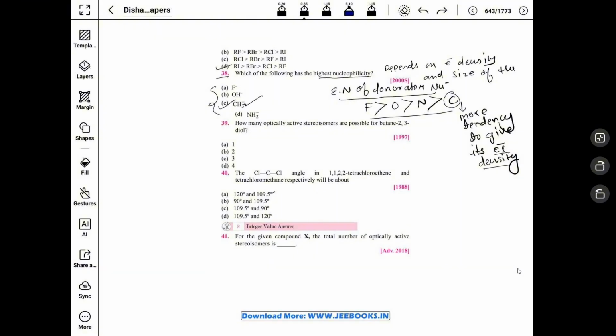How many optically active stereoisomers are possible for butane 2,3 diol? So the butane 2,3 diol structure is this one, and there are 2 chiral centers. So we can use this formula, 2 to the power number of chiral centers, so 2 power 2, that is 4 stereoisomers. But the substituents are the same. Therefore, in this case, the formula becomes 2 raised to power n minus 1, so the answer will be 3. So it will have 3 optical isomers, and you can draw those 3. First will be this. Second, you can draw OH here, and third will be its mirror image.